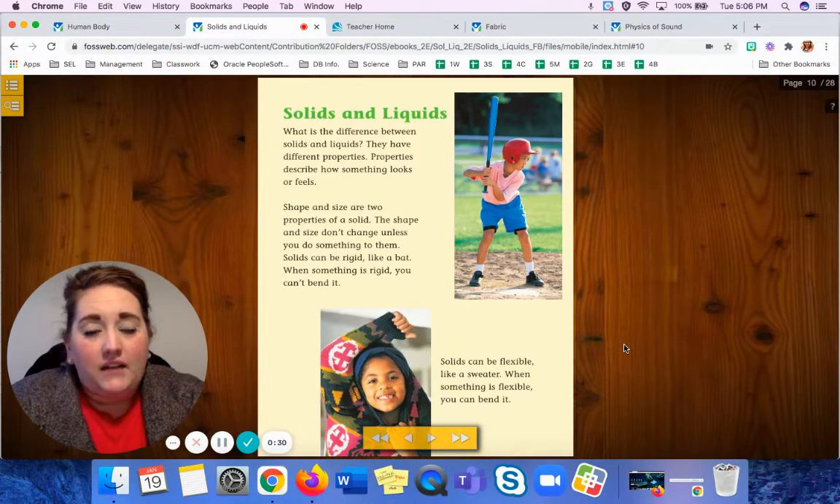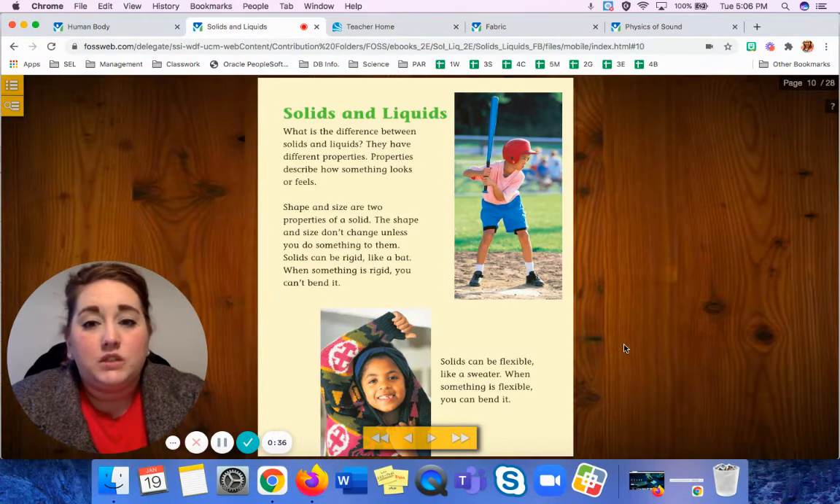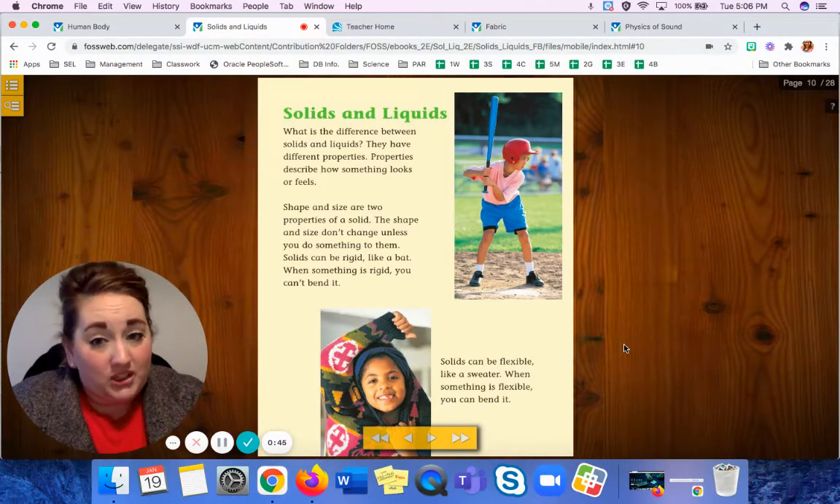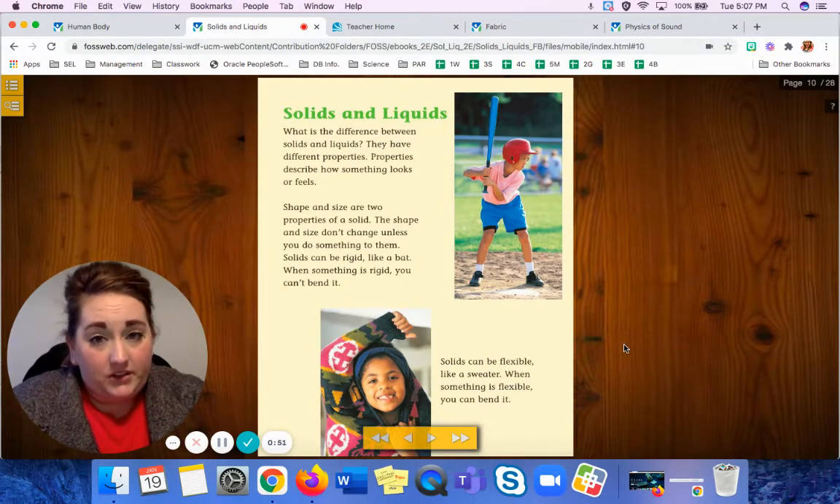Now, I have this story brought back up here again, just as a kind of a reminder. Okay, so solids and liquids. What is the difference between solids and liquids? They have different properties. Properties describe how something looks or feels.